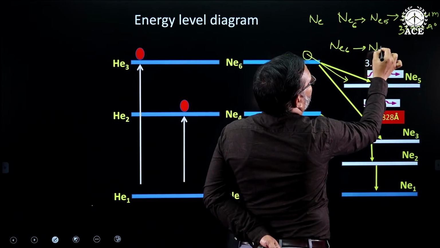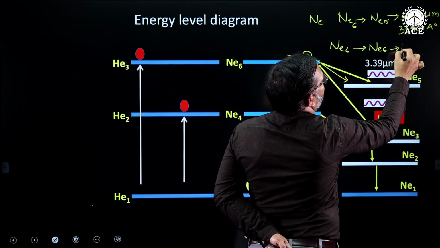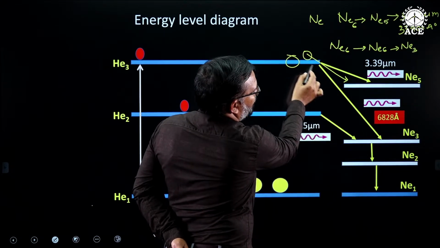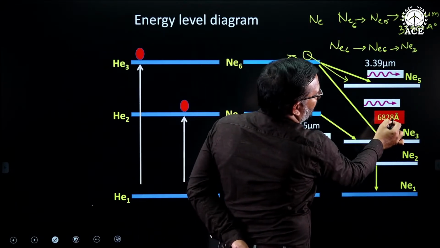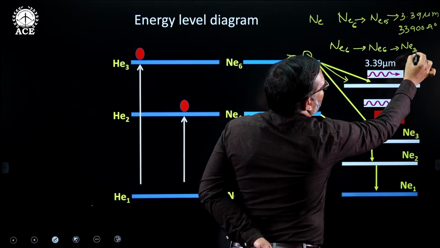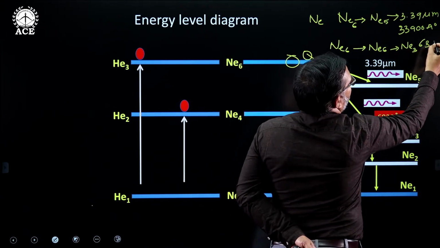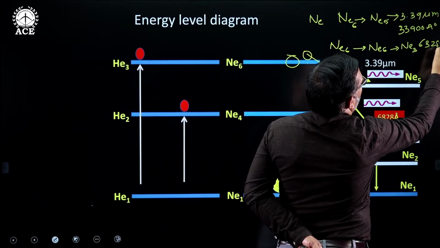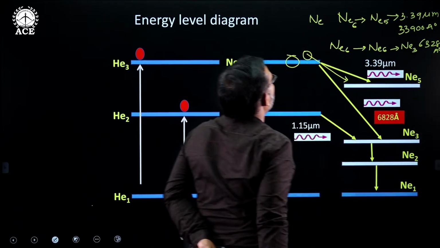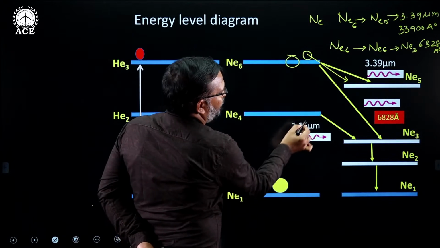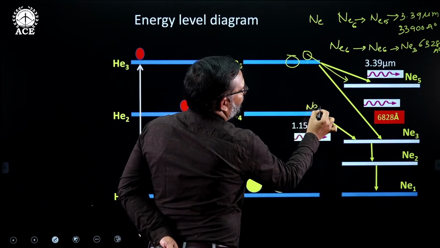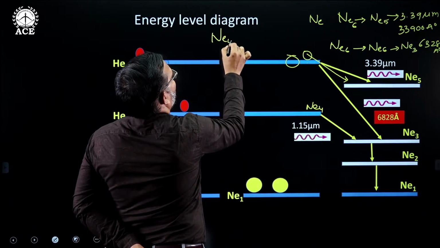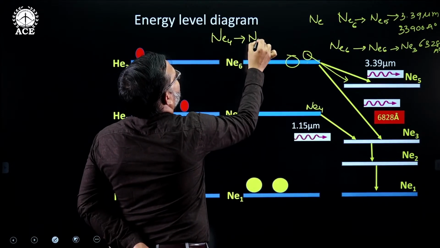One more transition, neon 6 to neon 3. How much radiation are we getting? 6328 angstrom. One more transition also takes place from neon 4 to neon 3.